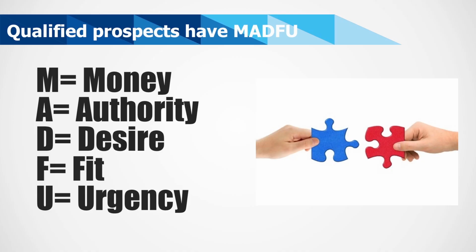After that is A for authority. Authority means they have the ability to make a decision. Can they make the decision to buy what you're selling? Oftentimes, we're meeting with someone who is an influencer. They are a recommender. They don't actually have purchasing authority. When you're working with someone like that, then you want to get to the authority figure as quickly as possible.